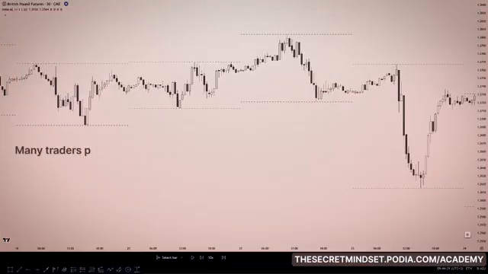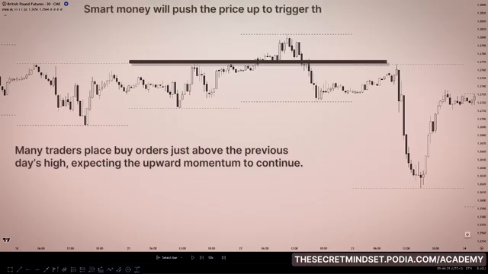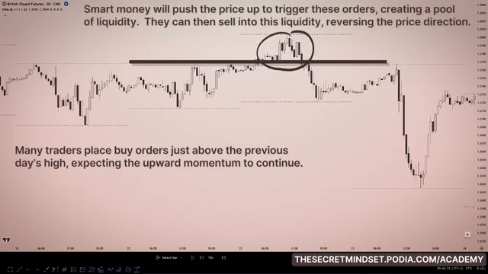For instance, many traders place buy orders just above the previous day's high, expecting the upward momentum to continue. Smart money will push the price up to trigger these orders, creating a pool of liquidity. They can then sell into this liquidity, potentially reversing the price direction.